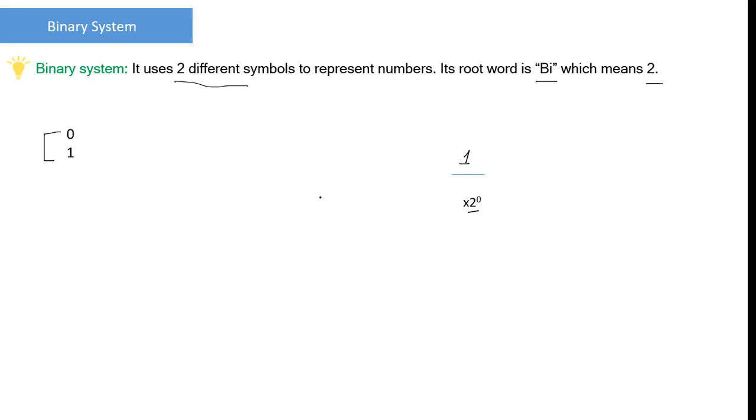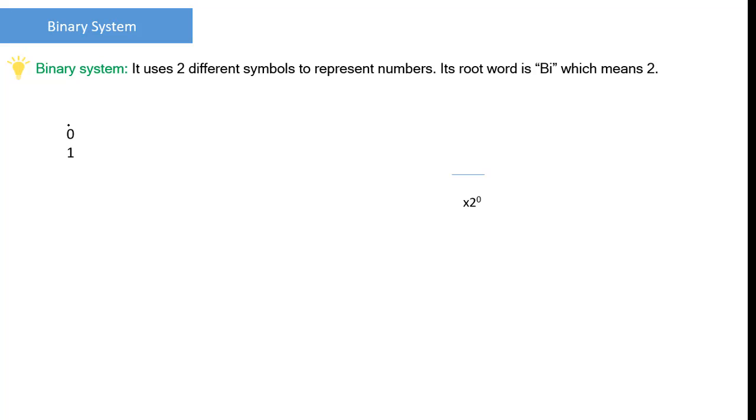In the previous slide, we were talking about the decimal system, and in the decimal system we have 10 different symbols, so we multiply by a factor of 10. Here, since we have two different symbols, we multiply by a factor of 2. Okay, so now here 1 times 2 to the power 0 is basically 1, so the value of this 1 is 1.